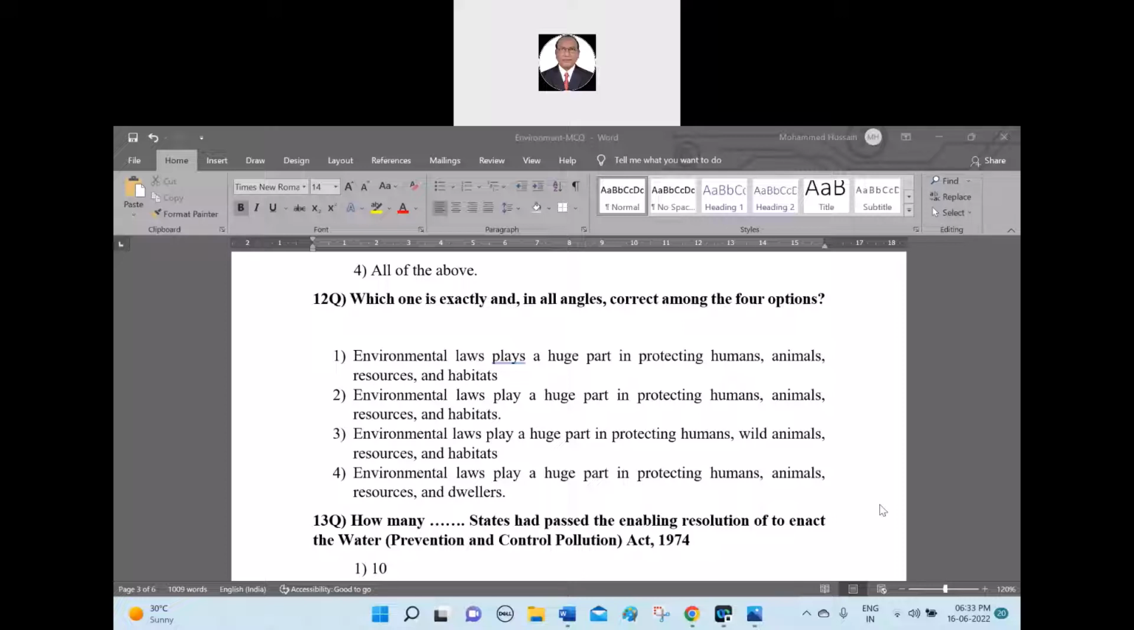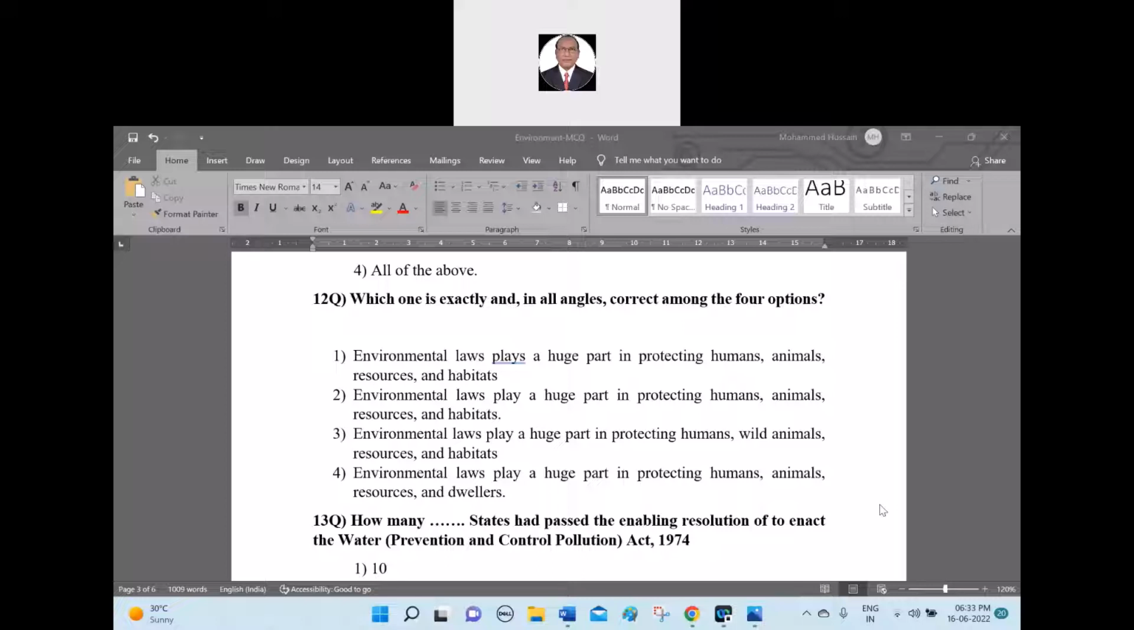Time is up. See, first option is wrong because environmental laws means the subject is a plural form. When the subject is a plural form, the verb should be play only, not plays. So it is wrong. Number 2, environmental laws, plural form, play is good. A huge part in protecting humans, animals, resources and habitats. It is the correct answer.